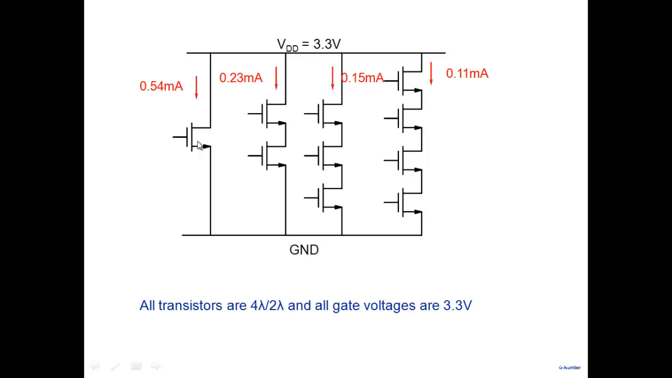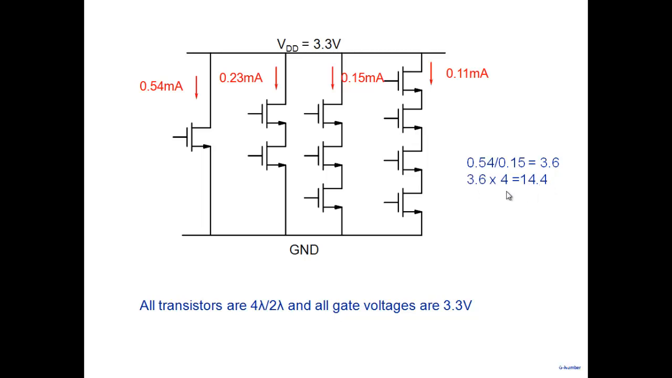Right now, all the sizes are the same. So what should be the size of this one? Well, let's divide 0.54 by 0.15. That is 3.6. And 3.6 into 4 is 14.4.